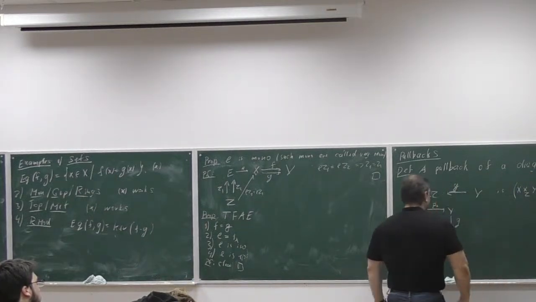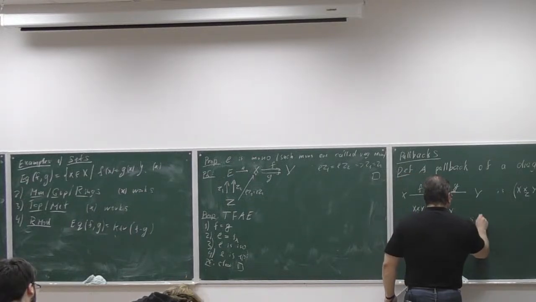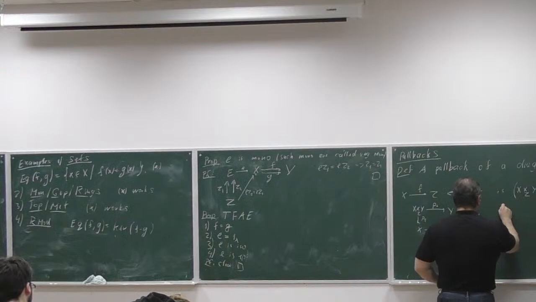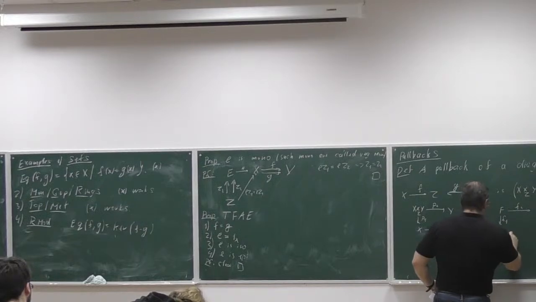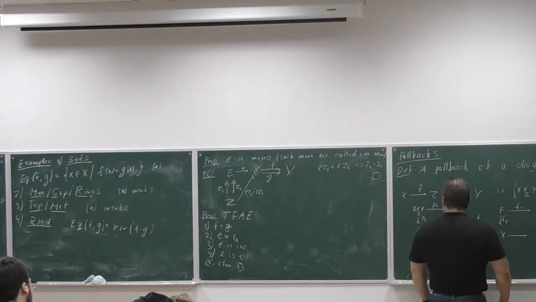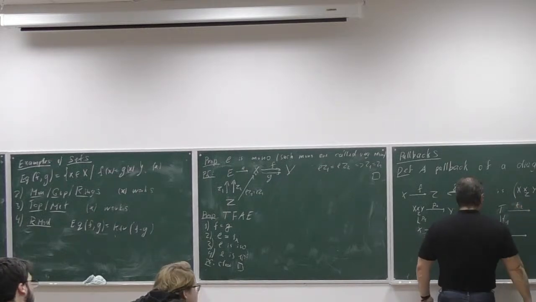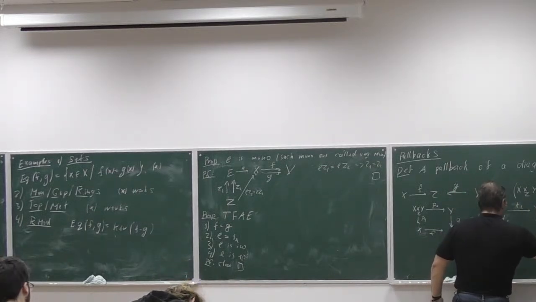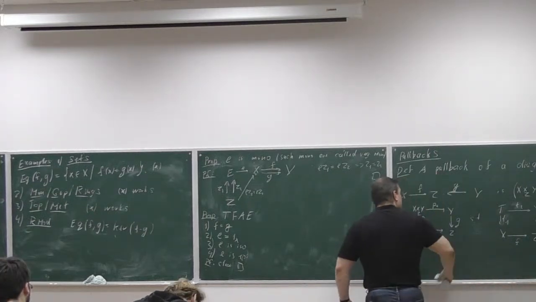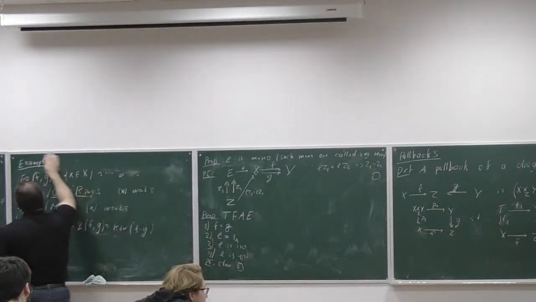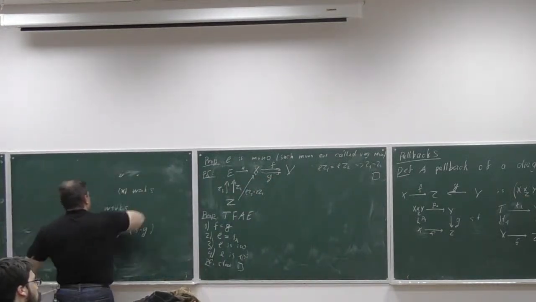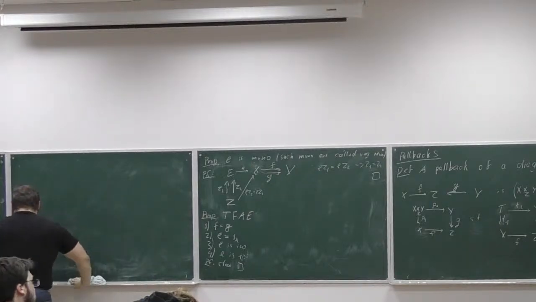It has to satisfy some universal condition, such that for any other triangle like this, say F, this is F1, this is F2, X, well, I already have F, so it's not very good. Maybe let me call this T, T1, T2, Y, G, F, Z. So the pullback has a universal property. If you have any other commutative square, there is a unique map.